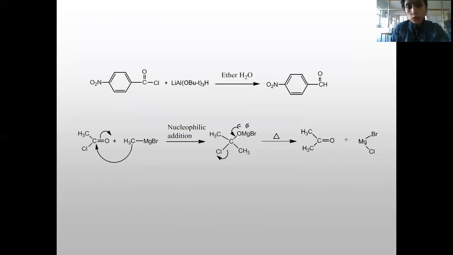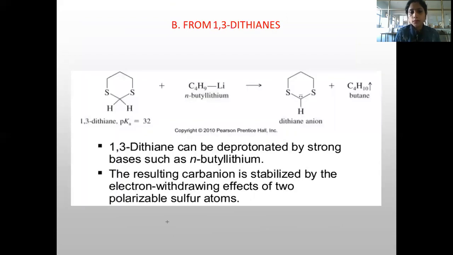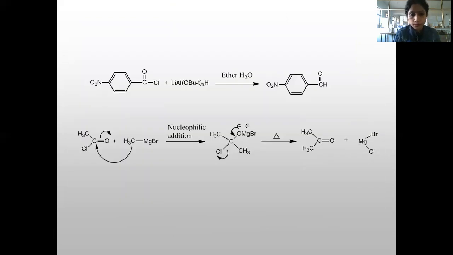There are other ways also to convert acid chlorides to aldehydes. We can use different reagents also. We can use lithium aluminium alkyl hydride catalyst, and we can also do the same with Grignard's reagent, that is RMgX or CH3MgBr, like in this case, which is a nucleophilic addition.